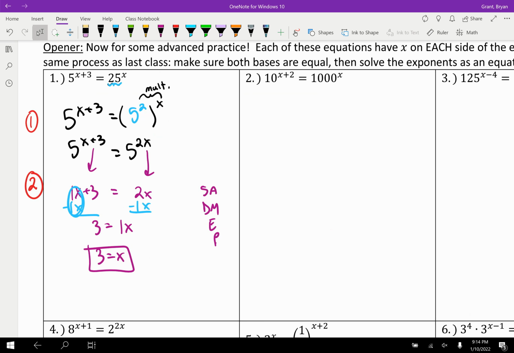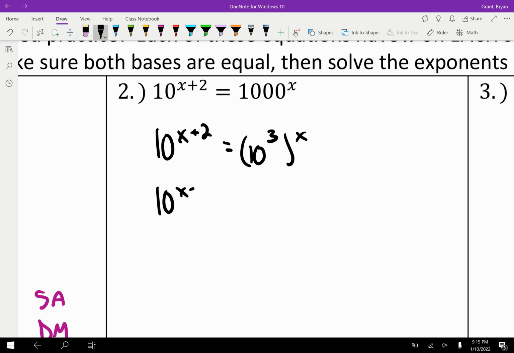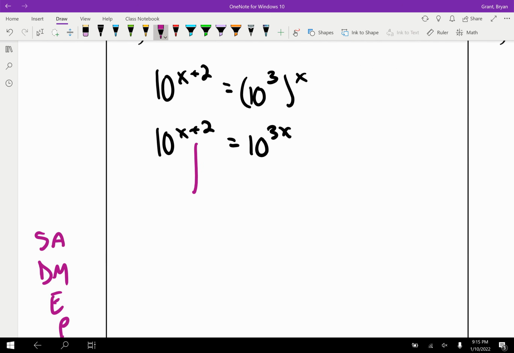Let's try the second. Problem 2. We want the bases to be the same. We keep the smaller base here. We change the larger base. 10 to what power is 1,000? And hopefully we are using that chart of perfect squares and cubes to see this is 10 cubed. Simplifying down a bit, we end up with 10 to the 3x. All right, now we take each of these exponents and we end up with x plus 2 equal to 3x.